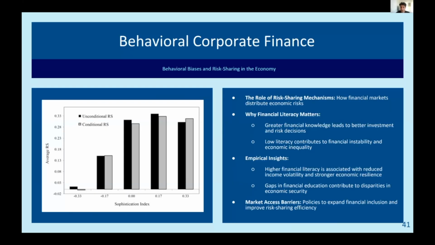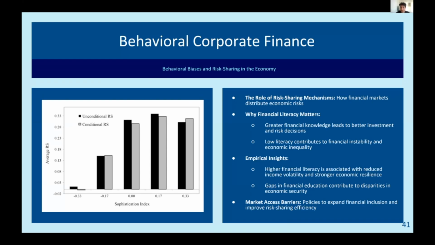Risk sharing is an essential function of financial markets, allowing individuals and businesses to manage income fluctuations and economic shocks more efficiently. Risk sharing mechanisms in financial markets are essential for economic stability, but their effectiveness depends on investor sophistication.